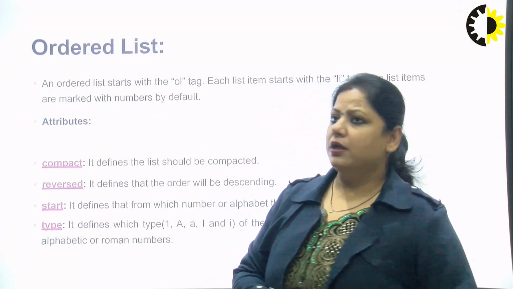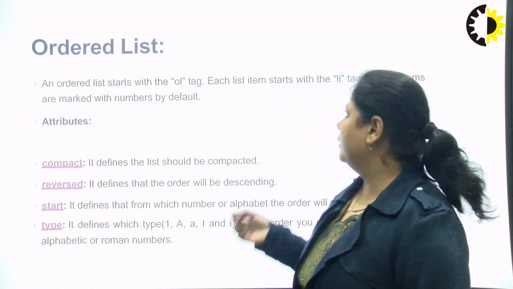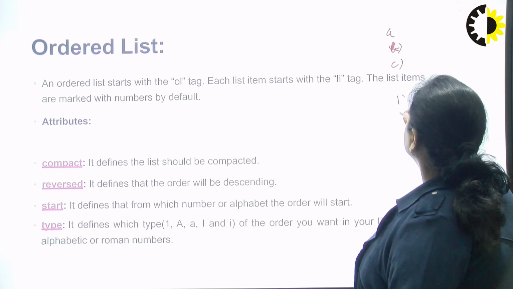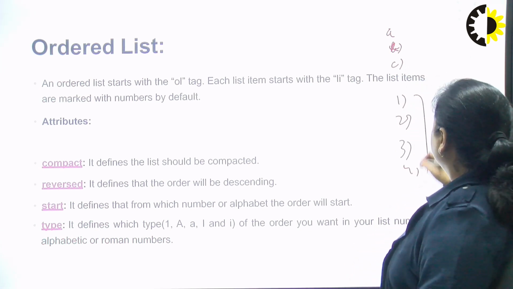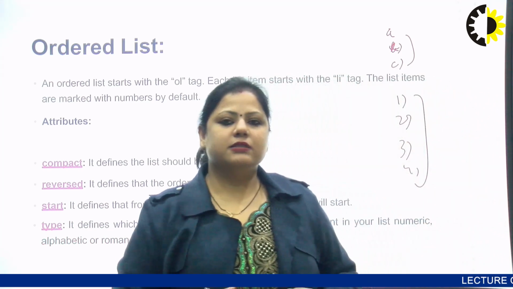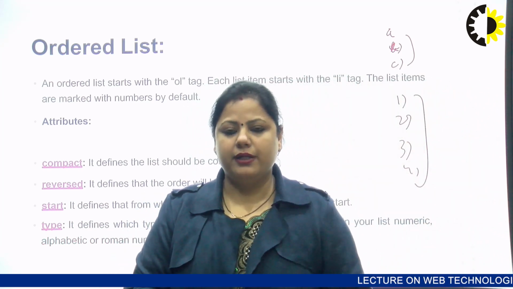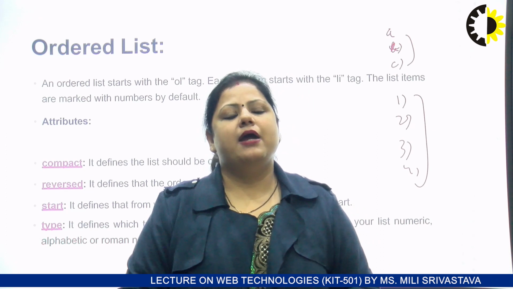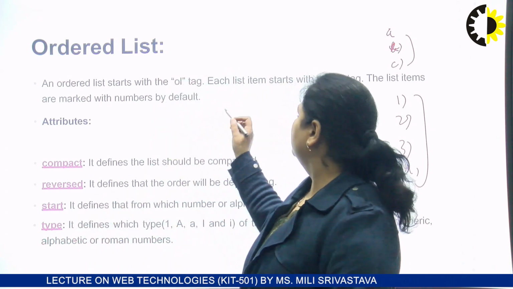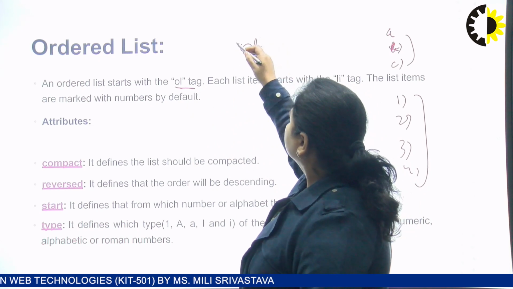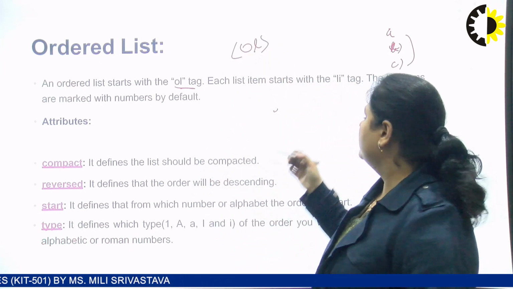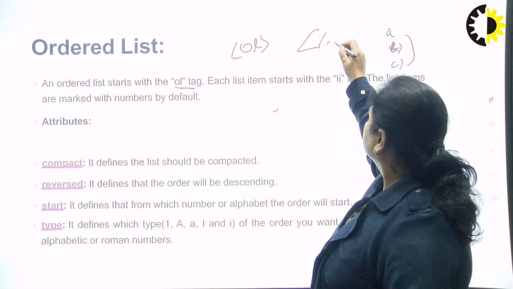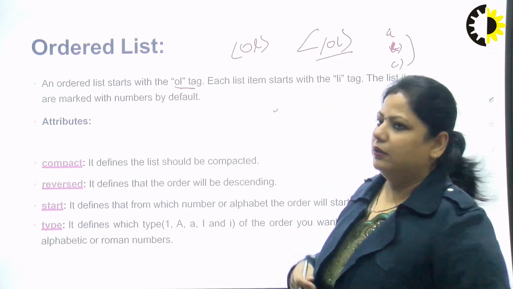Next is the ordered list. As I already told you, a list like A, B, C, or 1, 2, 3, 4 is considered an ordered list. Whenever we require any order, any set of steps or protocols, we use an ordered list. An ordered list starts with the OL tag. With the help of this OL tag we start any ordered list, and whenever we need to close it, we use the closing tag.